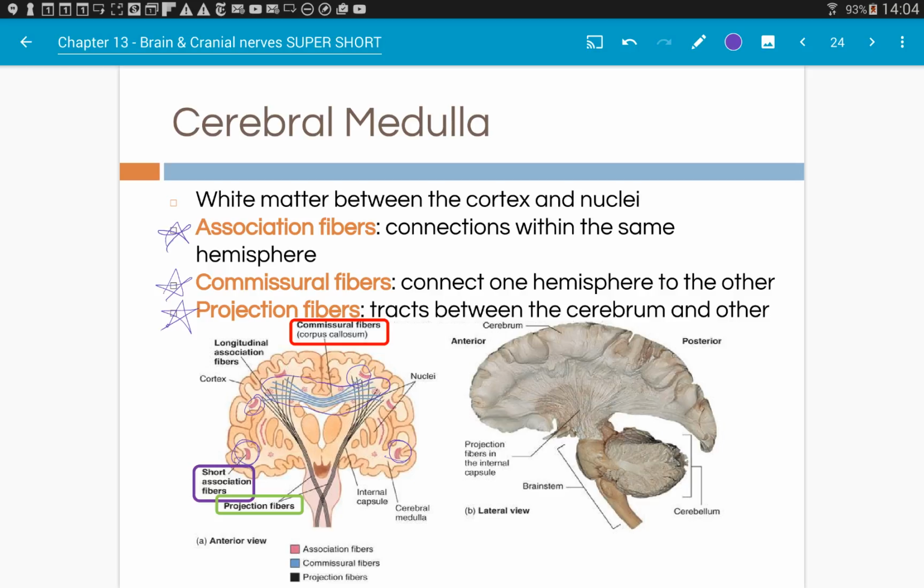And the corpus callosum is what connects the right and left hemispheres together. And then lastly, we have the projection fibers, which are taking information. So for example, this is the anterior view, so if we turn ourselves around, that's the left side, that's the right side. Okay. Anyway, so information from one side of the brain, so the left side of the brain, travels down and crosses over in the brain stem.